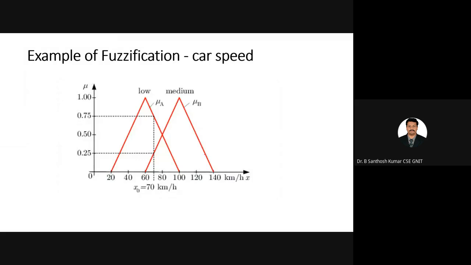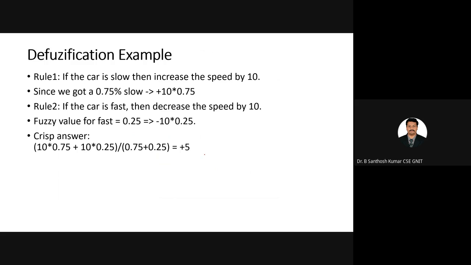This is mainly designed for car speed. The defuzzification example: if the car is slow, we increase the speed by 10. Suppose on the highway we know there are no vehicles running, so we automatically increase the speed. Since it is slow, suppose you are changing the gear, then the speed will come down automatically. So we have to increase the speed, because of changing the gear, and proceed according to that.